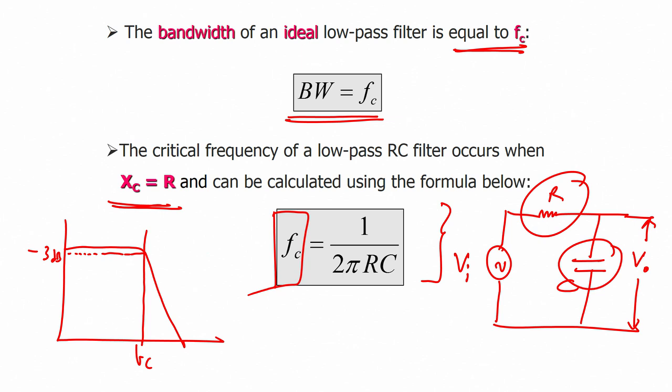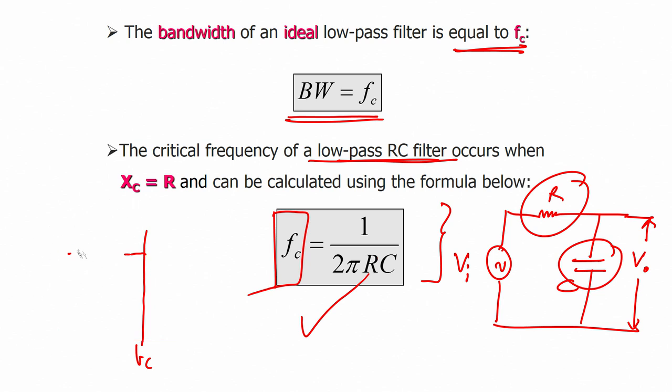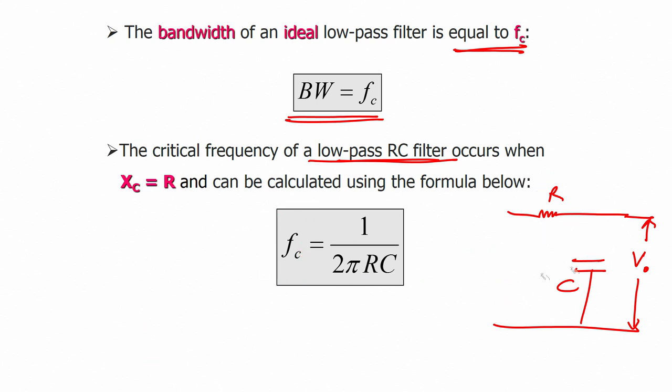So, the critical frequency of a low pass RC filter occurs when Xc equals R and can be calculated using the formula Fc equals 1 upon 2 pi RC. Now what to do? Let us see.